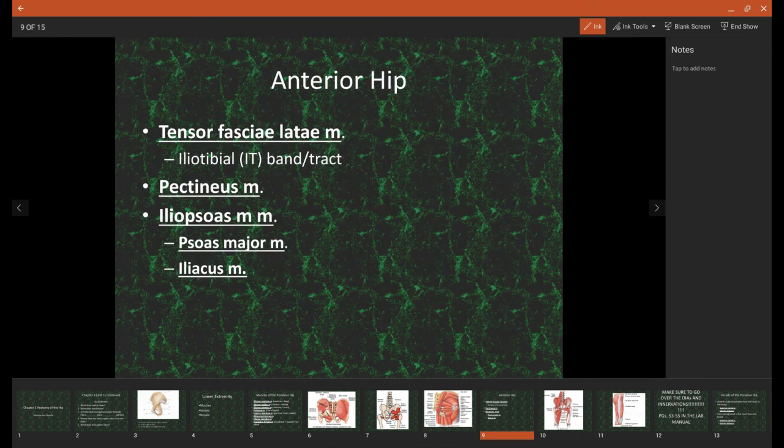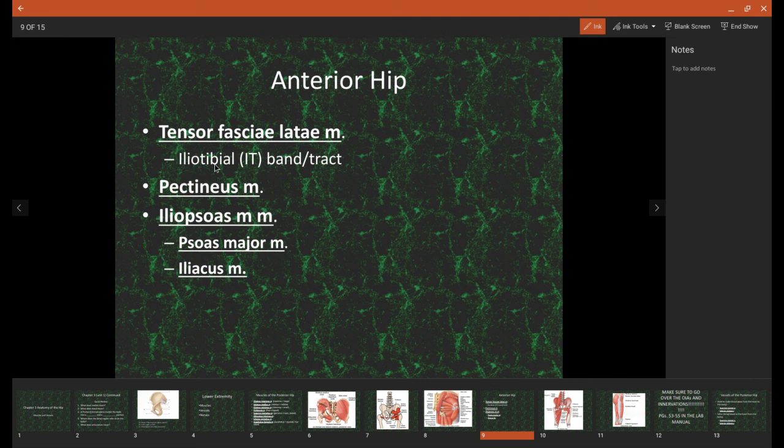Working on anterior hip, we have our first muscle called tensor fasciae latae. Now, this is a little muscle on the side or front of the hip here, and it's actually an insert into something called the iliotibial band or iliotibial tract. If you've heard of this before this course, you've probably heard of it as the IT band or IT tract. And IT stands for iliotibial, and it tells you kind of where it's going from the ilium out to the tibia bone.